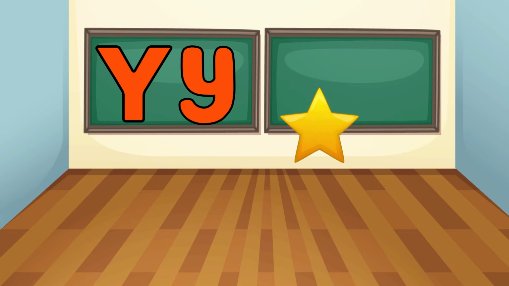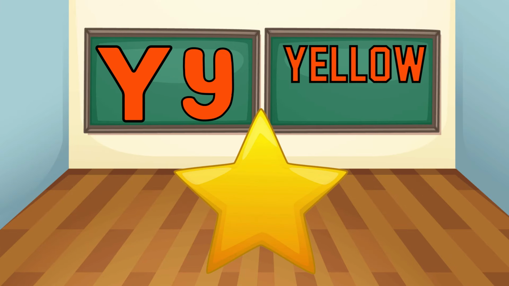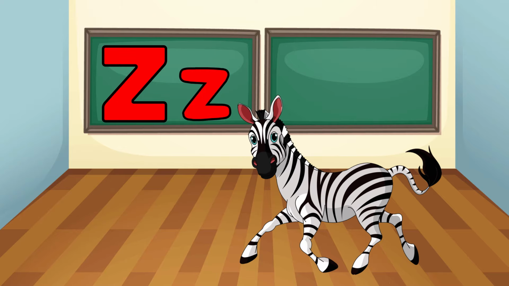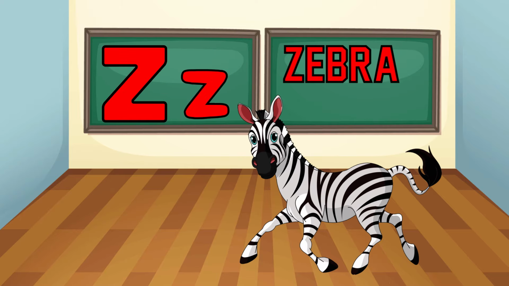Y is for yellow, y, yellow. Z is for zebra, z, zebra.